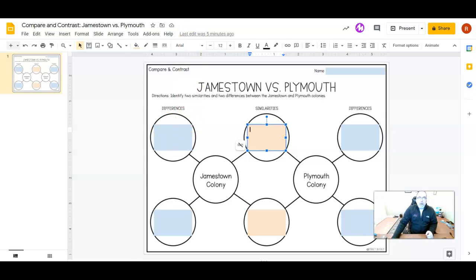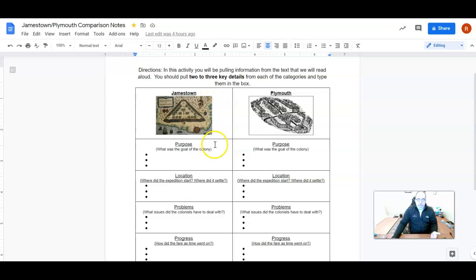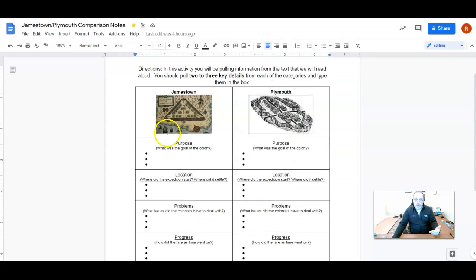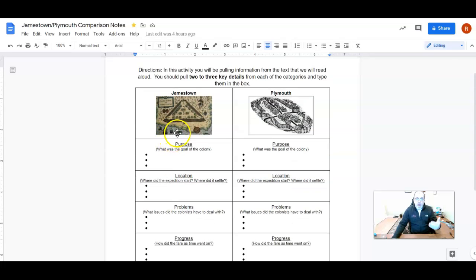So, as I mentioned, we're going to be doing 4 different categories. We're going to take 2 to 3 notes on the purpose of the colony. So what's the goal? Why was it founded? We're going to do location. Where did it start? Where did it originate? Where did it end up when it came to the New World?